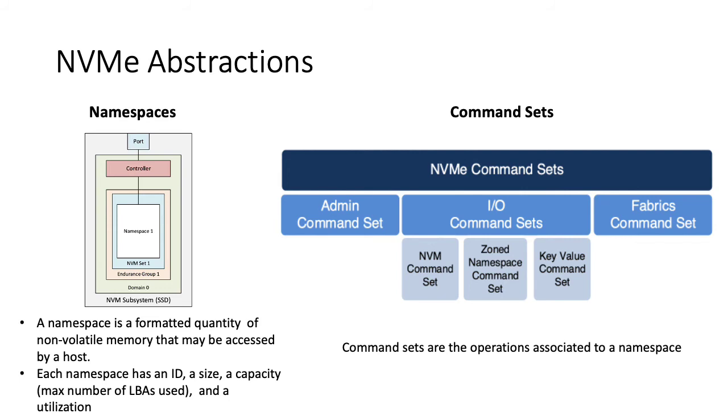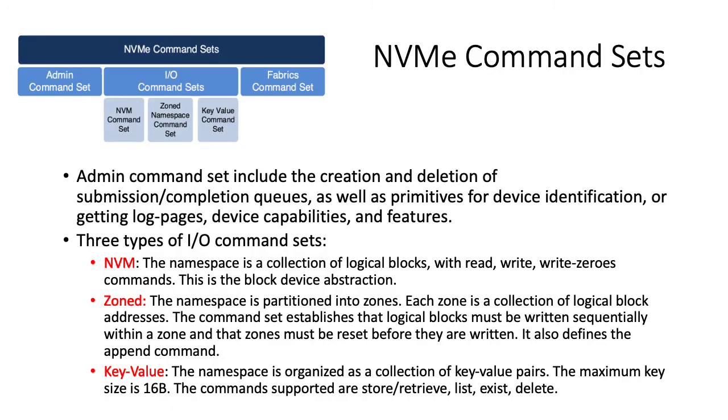So let's take a deeper look at those command sets. The admin command set is about device identification and introspection, as well as queue management. The NVM IO command set is the traditional block device abstraction, where the namespace is a collection of logical blocks, and we have read and write commands. What's new and a departure from the traditional block abstraction are the zoned namespace, ZNS, and the key value command set.